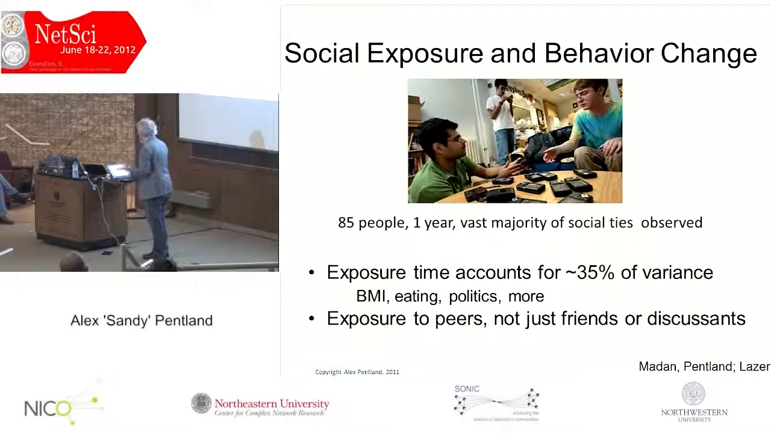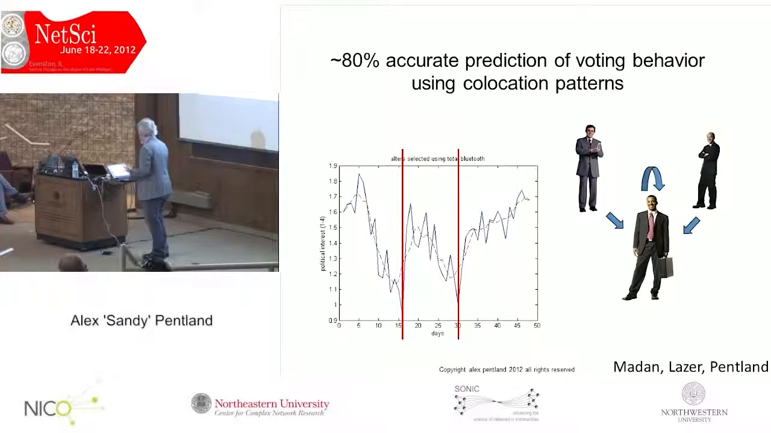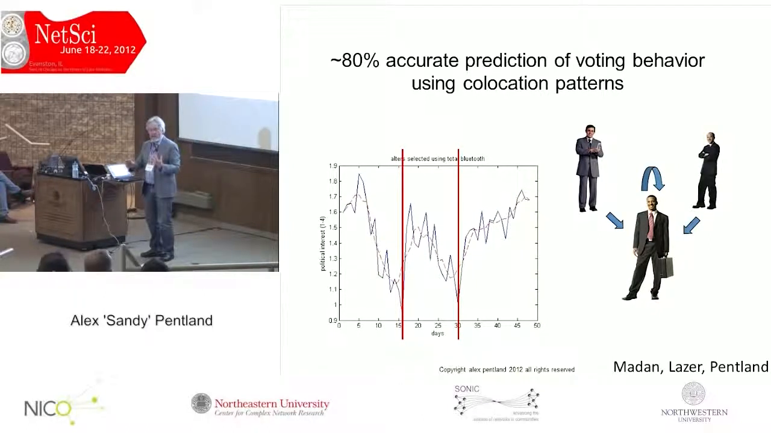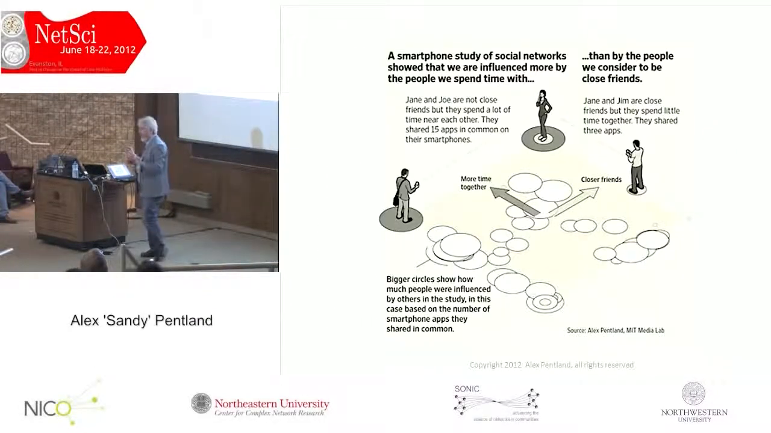See, I'm running short on time here. I'll just mention a few things that we could do. There are papers about these. So for instance, you could look at co-location and the mixing of co-location over time and use that to predict voting behavior during the Obama-McCain elections. I don't have time to explain it, I'm sorry.